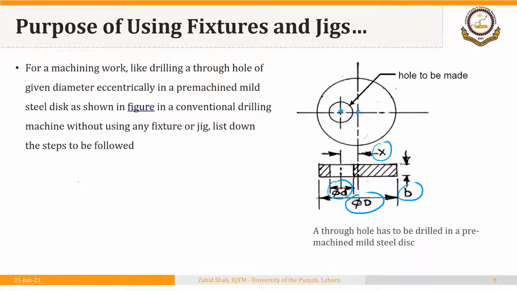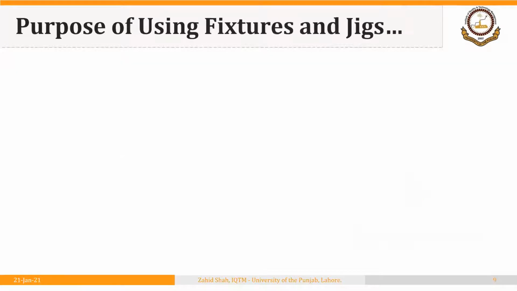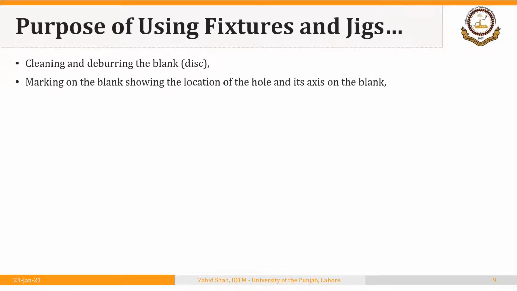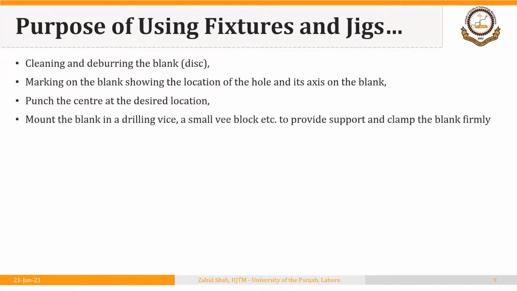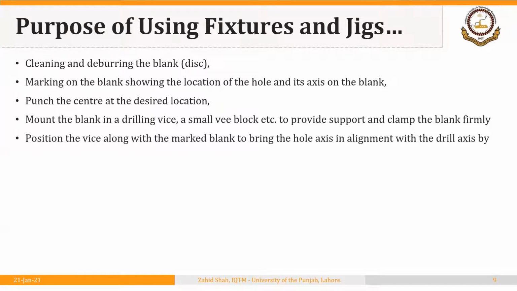I hope you have listed down the steps required to make this hole. Let's very quickly go through the steps that might be required. So they include cleaning and deburring the blank or disc, marking on the blank, showing the location of the hole and its axis on the blank, punching the center at the desired location, mounting the blank in a drilling vise, a small V block, etc. to provide support and clamp the blank firmly.